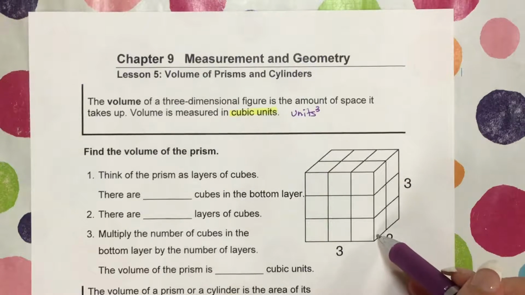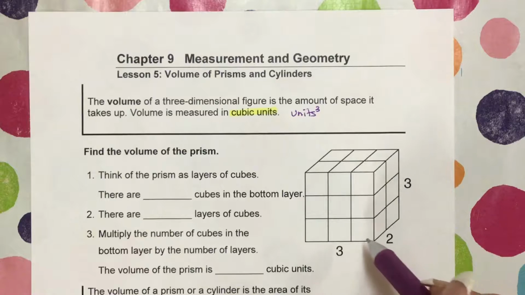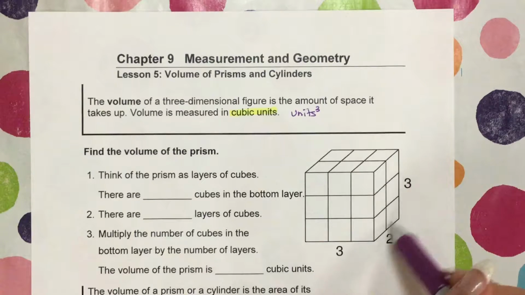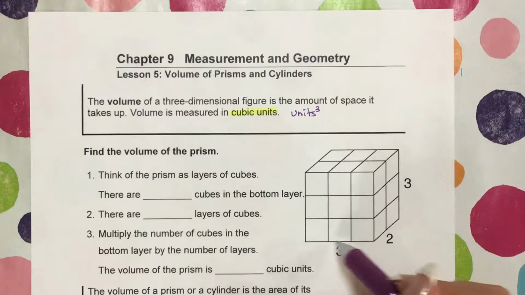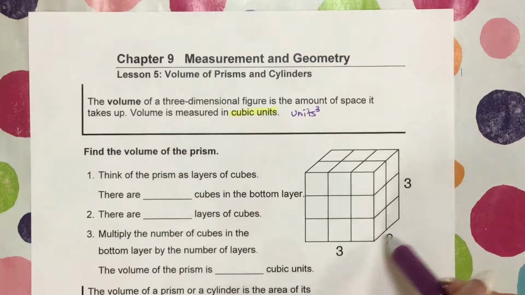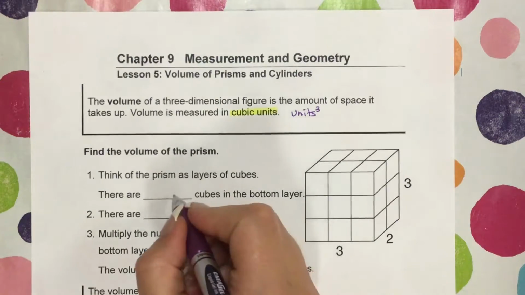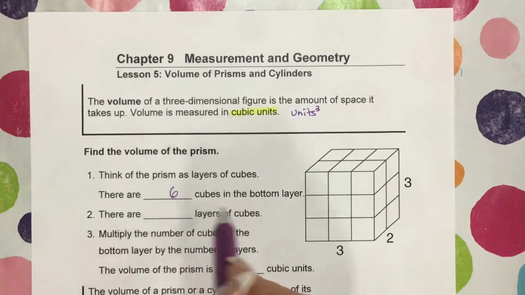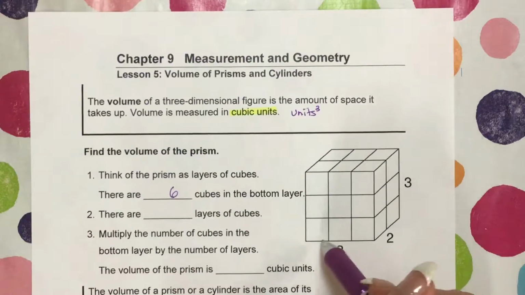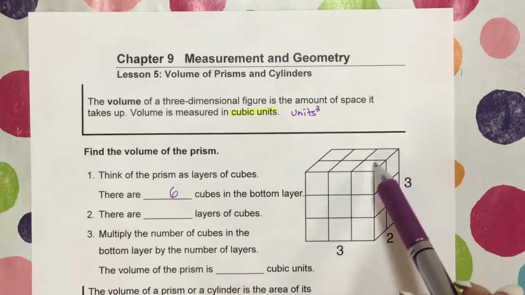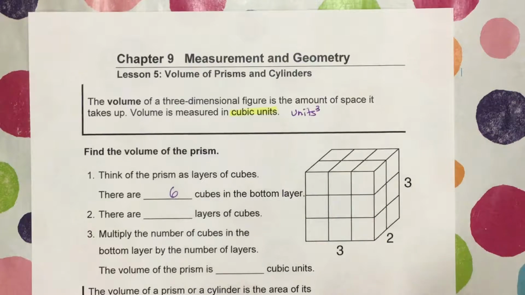If you see, it's 2 cubes wide and 3 cubes long. So the easiest way to determine how many cubes are in the bottom would be to go 3 times 2, which gives us 6 cubes. There are 6 cubes in the bottom layer. Now the 6 are kind of hidden, right? But the bottom layer is just like the top layer. So if you look here, 1, 2, 3, 4, 5, 6, there are 6 cubes there.